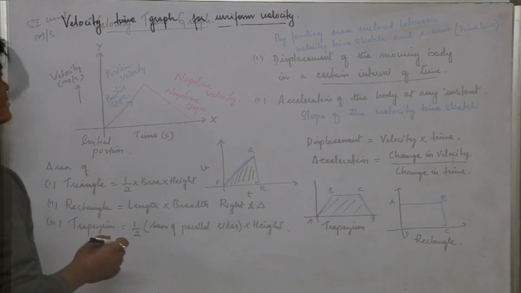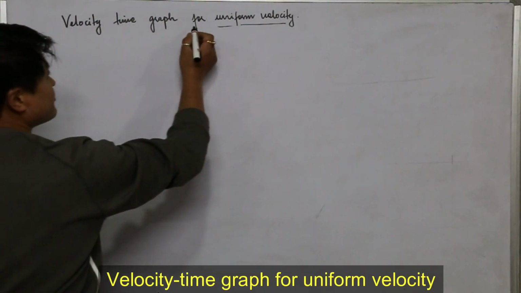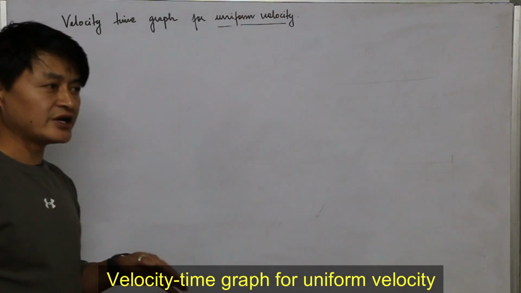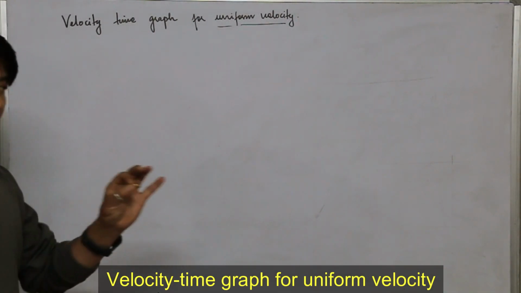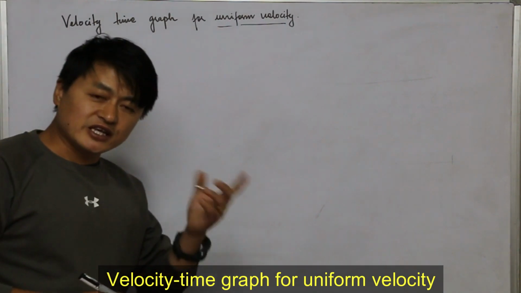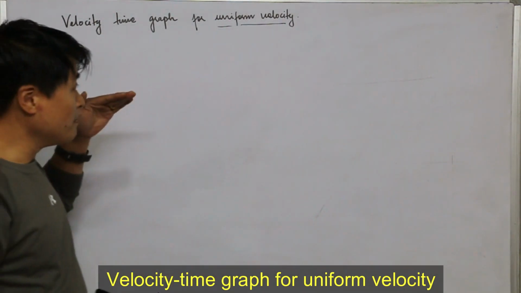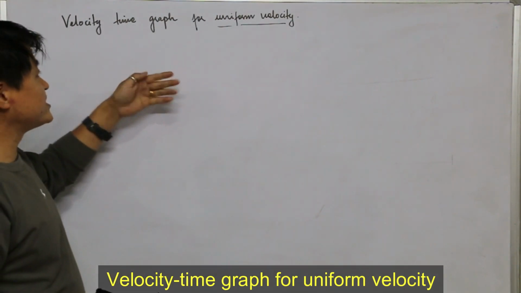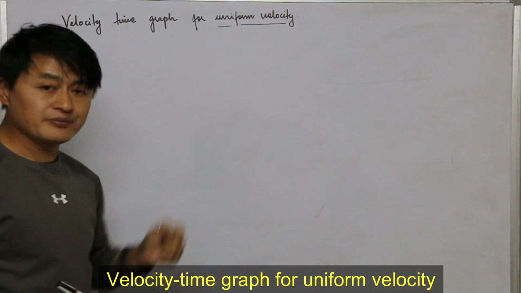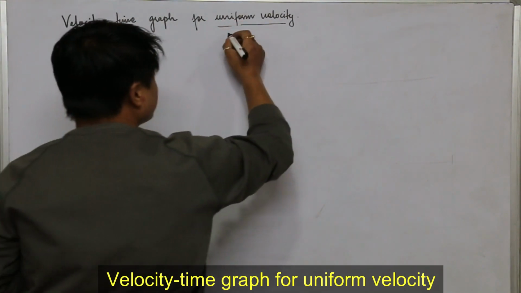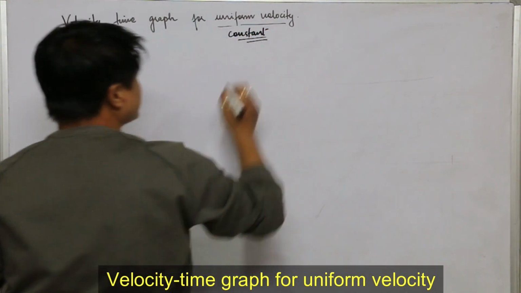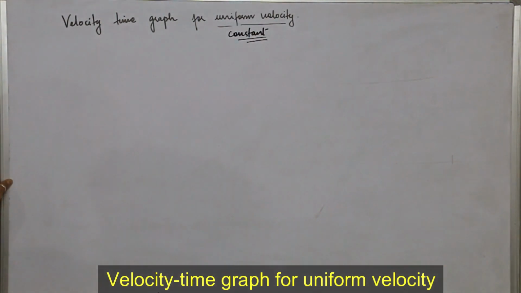Velocity time graph for uniform velocity. We know that if a body travels equal distance in equal intervals of time in a particular direction, then the velocity is said to be a uniform velocity. Uniform means constant, which will not change. The velocity of the body will not change.